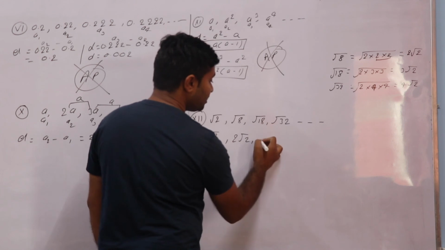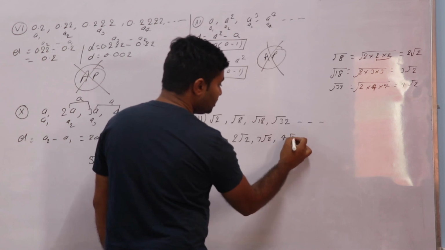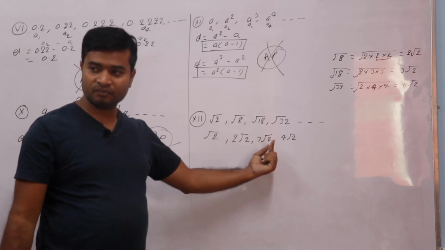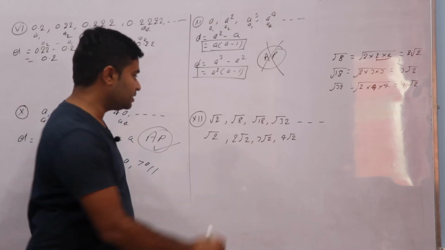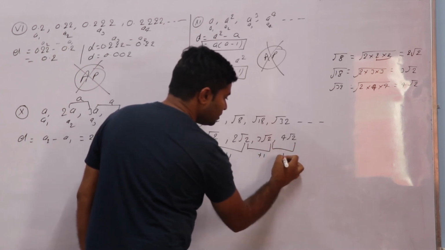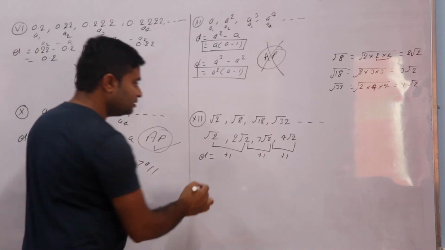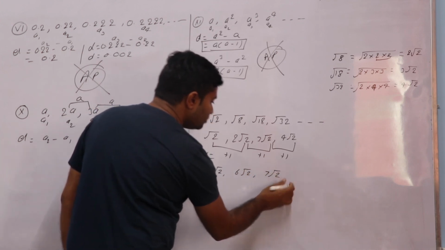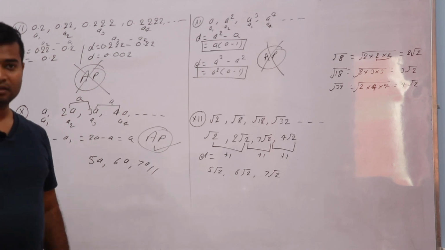So here it becomes root 2, 2 root 2, 3 root 2, 4 root 2. See, everywhere it is the same. What is increasing? Plus 1, plus 1, plus 1. Means the common difference is the same everywhere. So D is equal to plus 1. So what will the next terms be? 5 root 2, then 6 root 2, then 7 root 2. Understood? Done? Yes, sir.